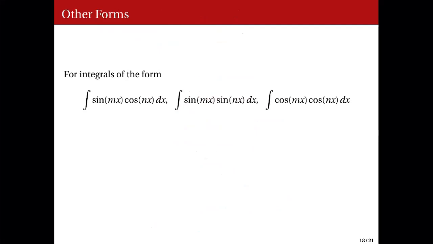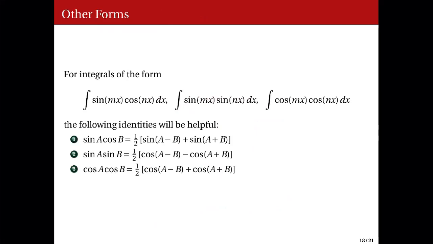Okay? We will need the following identities. Sine A cosine B, that's 1/2 quantity sine A minus B plus sine A plus B. Sine A sine B, that's 1/2 quantity cosine A minus B minus cosine A plus B. And you have cosine A cosine B, that's 1/2 quantity cosine A minus B plus cosine A plus B.